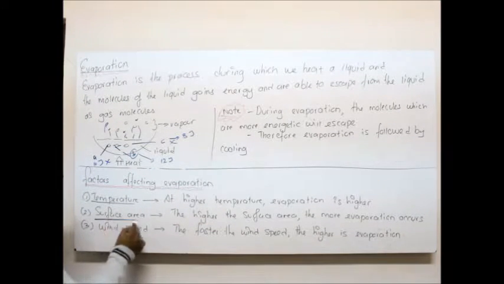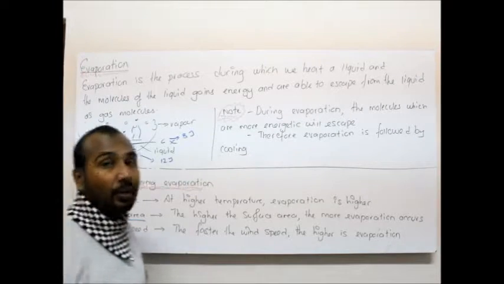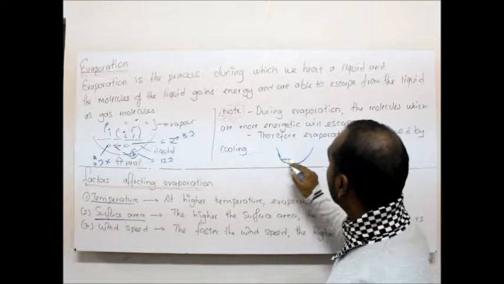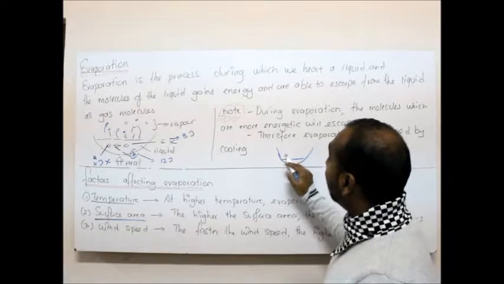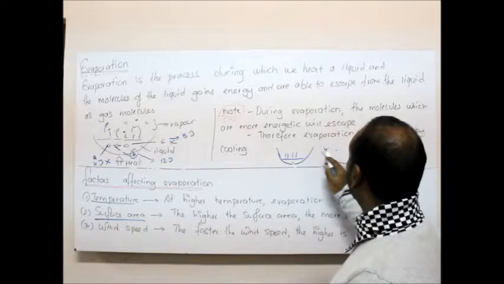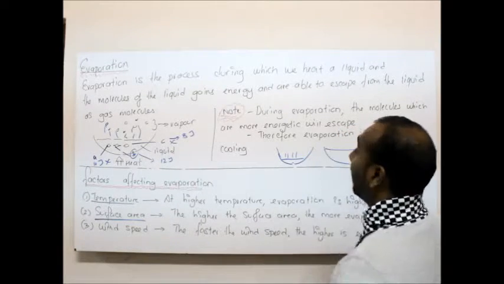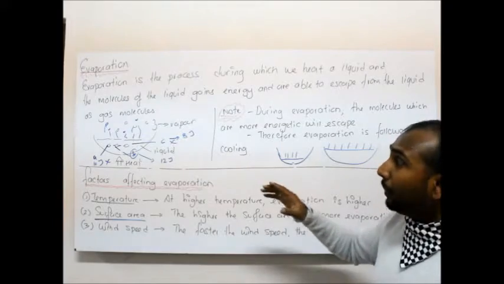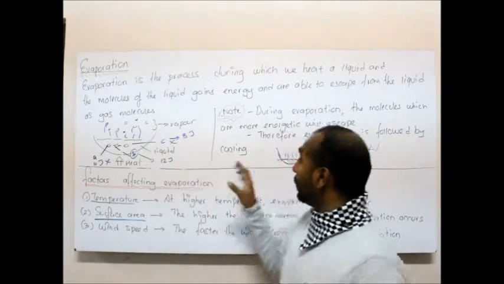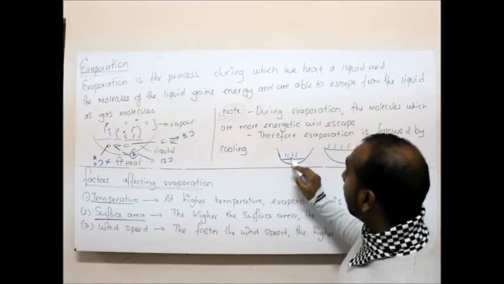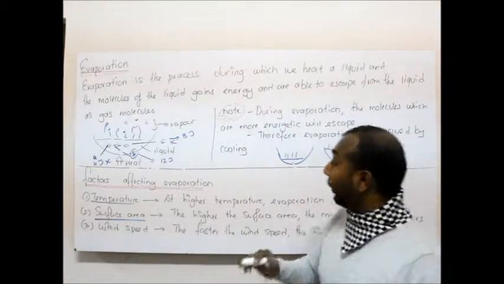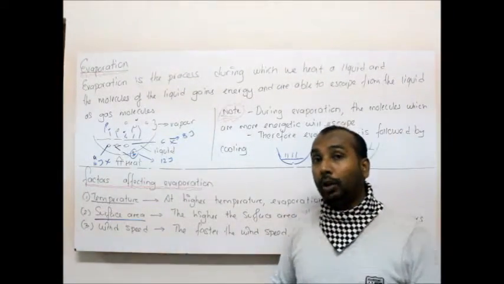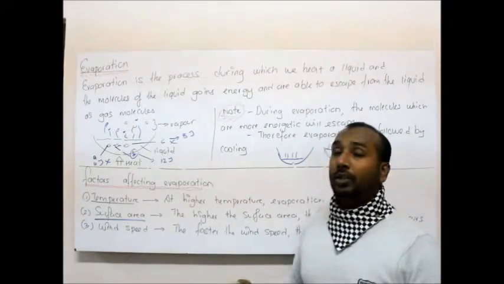The second factor that affects the rate of evaporation is the surface area. If you have a small surface area like this, there will be little evaporation. But if you have a larger surface area like this one, you will have more evaporation. Now, why is this? Remember, evaporation occurs from the surface. If the surface is small, there is a small amount of molecules in contact with the surface which can escape. But if the surface is large, you will have more molecules present on the surface that can go out. So this is why evaporation is higher when the surface area is higher.